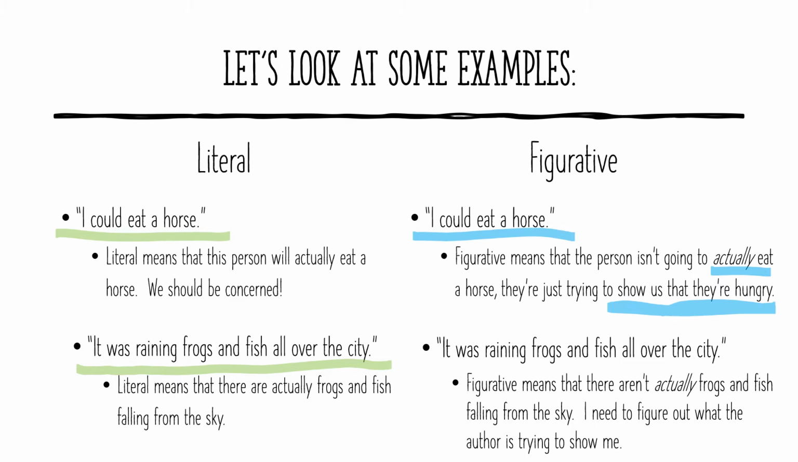They were being literal. However, I could just as easily see that phrase in a story where they said, "It was a blustery day. It was raining frogs and fish all over the city." But they might mean it figuratively in that story. They might mean there aren't actually frogs and fish falling from the sky. I need to figure out what the author is trying to show me. So right now you might be going, "Okay, but how do I know when they're being literal and how do I know when they're being figurative?" That's the real trick. So let's take a look at some strategies.